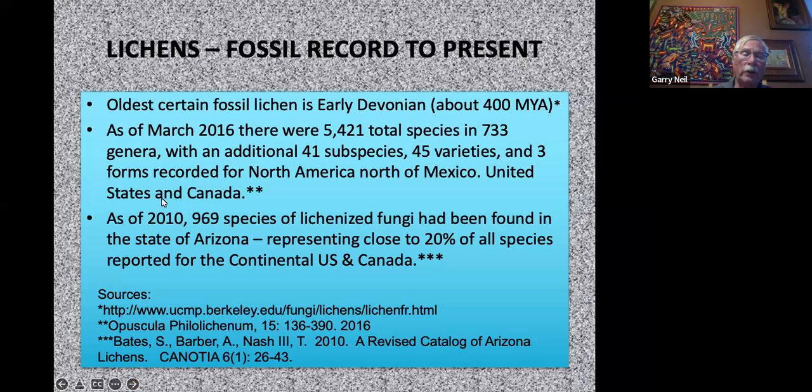And then in Arizona itself, overall for the entire state, so far in 2010 anyway, 969 species of lichenized fungi had been represented. The interesting thing is that number has exploded since that time. It's way over 1,000, and more species are being found. In fact, we found one new species a number of months ago, and we are still identifying it more before we write a paper on it to present it.